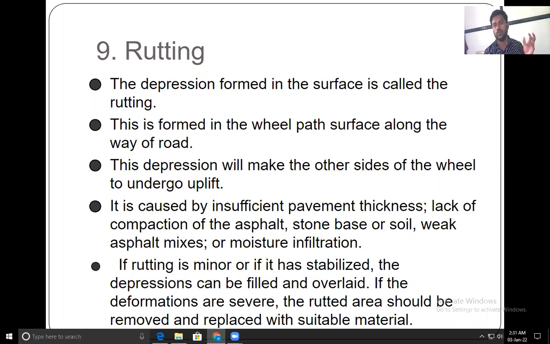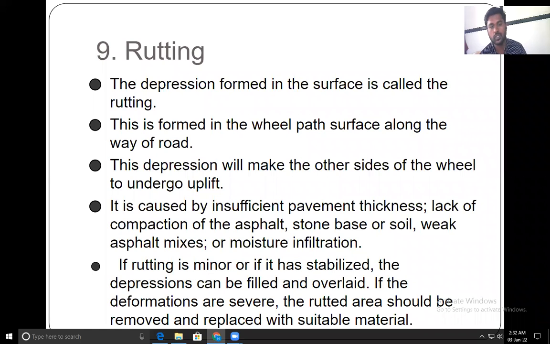Whenever you have studied soil mechanics, due to the settlement of the foundation, the soil beneath it will come up. That is called uplift of the soil. Here also, if due to the heavy load of the wheel a depression happens on the road, the nearby area, layer or material will be uplifted. So the depression will make other sides of the wheel undergo uplift.